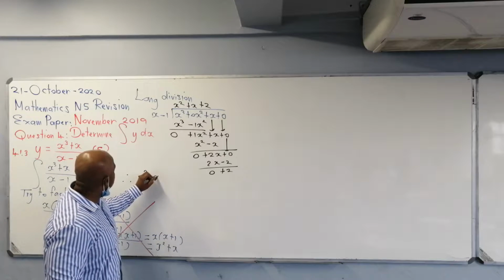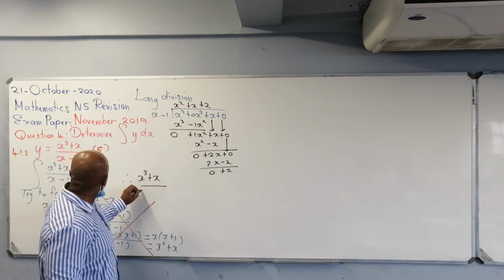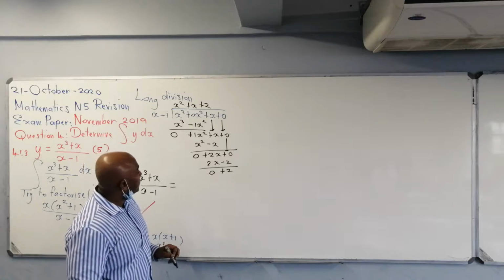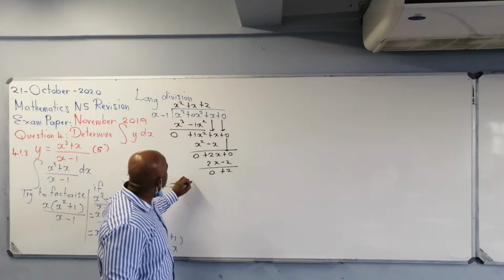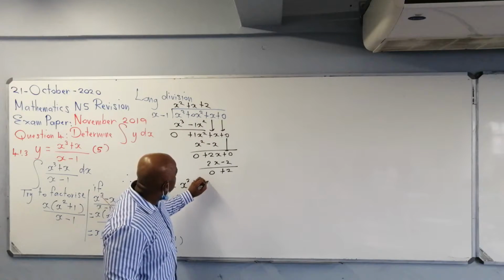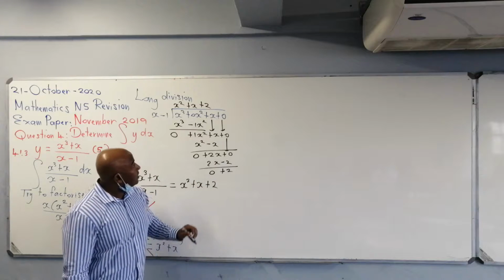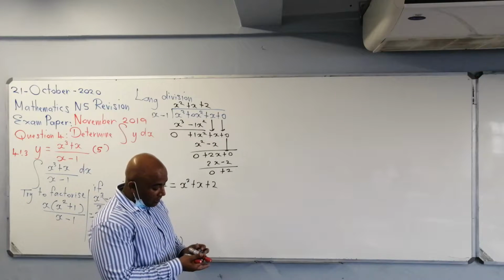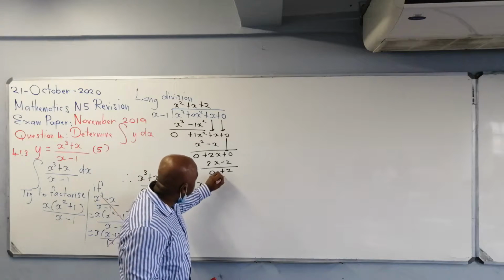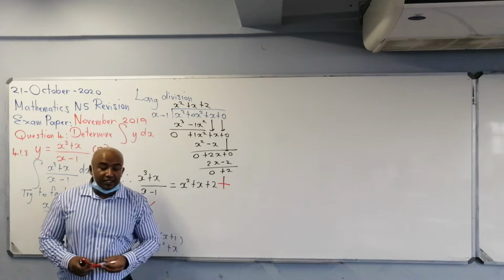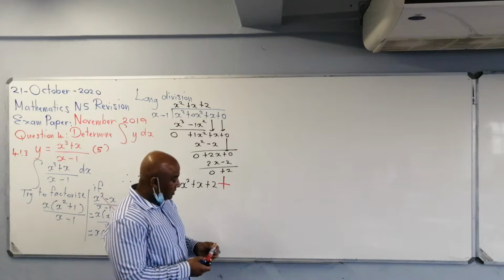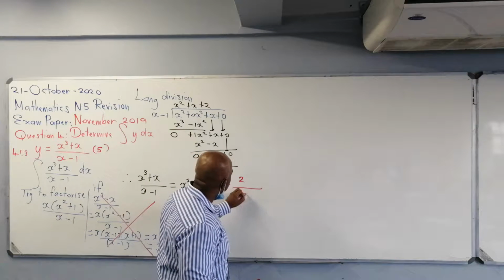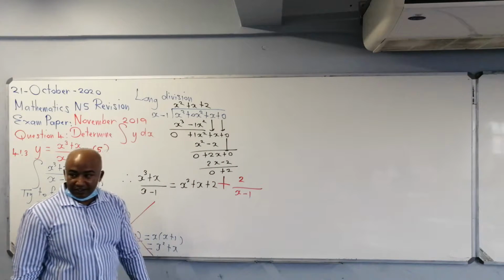x cubed plus x divided by x minus 1 is equal to, we got x squared plus x plus 2. Okay, that is the quotient there, what we worked out. And then you always add, you will put a plus. So you will add the remainder that you worked out here, all divided by the denominator of x minus 1.